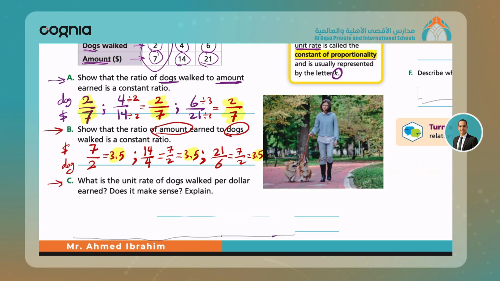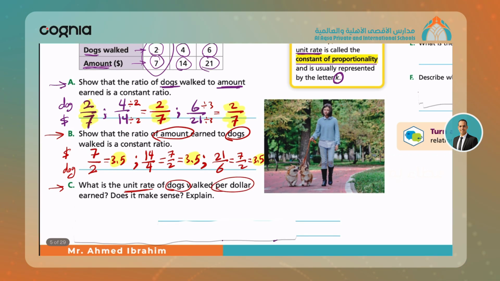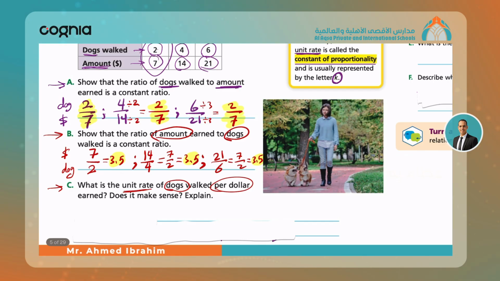Okay, question C, it says, what is the unit rate of dogs walked per dollar earned? Does it make sense? And explain. Here we need the unit rate of dogs per dollar. So we need to divide the number of dogs by the number of dollars. So which question was related to this, A or B? A, because it was dogs to dollars, okay, to money.